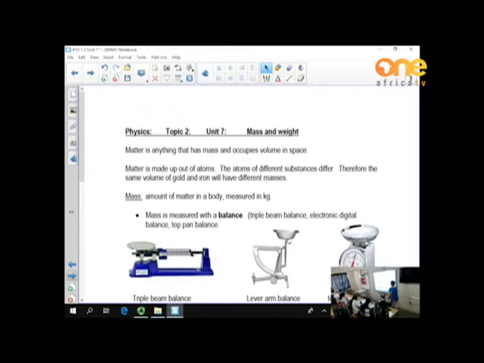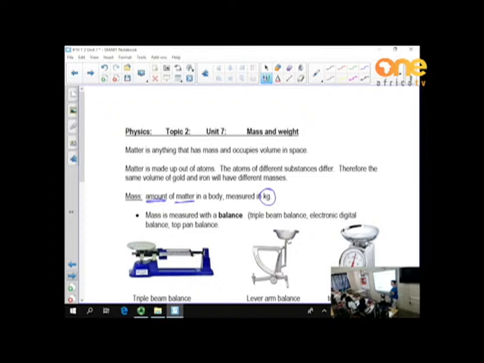11, and the heading is mass and weight. Now, we've done this in grade 8. What is mass? Yes, mass is the amount of matter, and we usually measure it in kilograms.